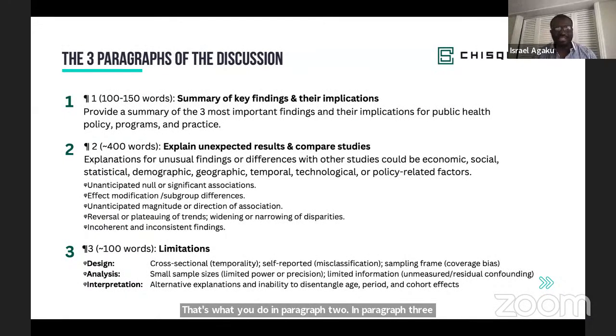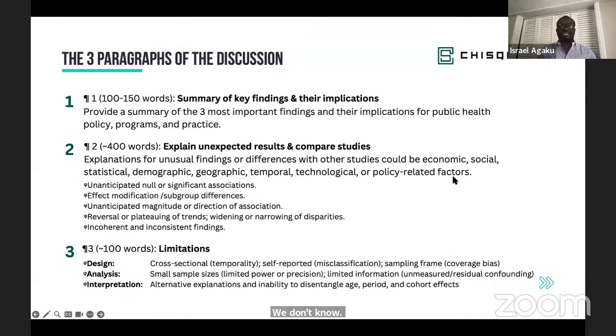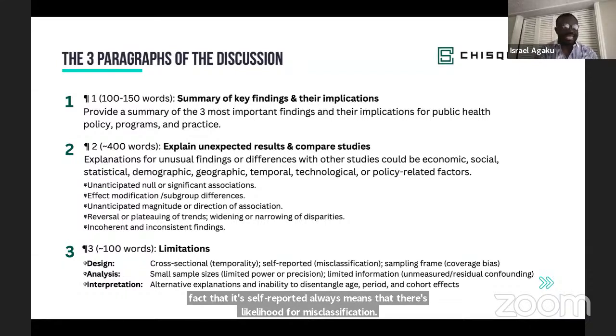And don't say your study doesn't have limitations. There are always limitations. Limitations could arise from the design of a study. That is, limitations are inherent in the study design. So if you're using a cross-sectional survey, there are already limitations inherent in that design. Like, the fact that it's just cross-sectional means that both exposure and outcome were captured at the same point in time. And so we cannot make any conclusions about whether the exposure came first or the outcome came first. We don't know. The fact that it's self-reported always means that there's likelihood for misclassification, right? And those are some of the limitations that are inherent in the design.